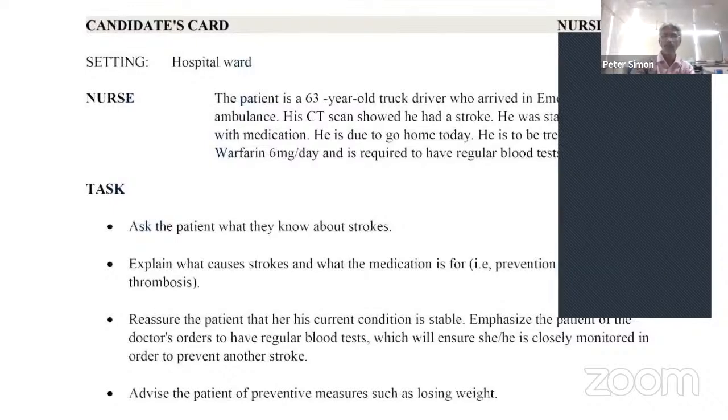Self-introduction. Maybe you'll introduce yourself. Okay, then what else? Confirm the details of the patient. Yeah, self-intro. Very good. Then what else? Yeah, then what else?